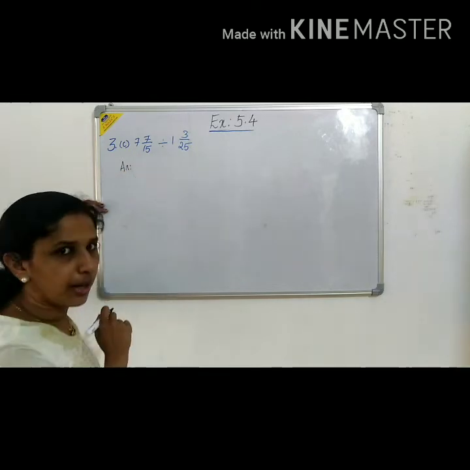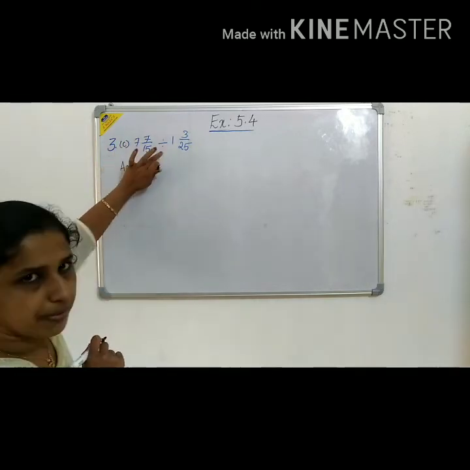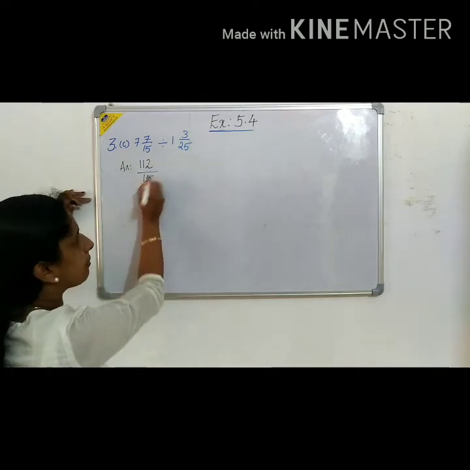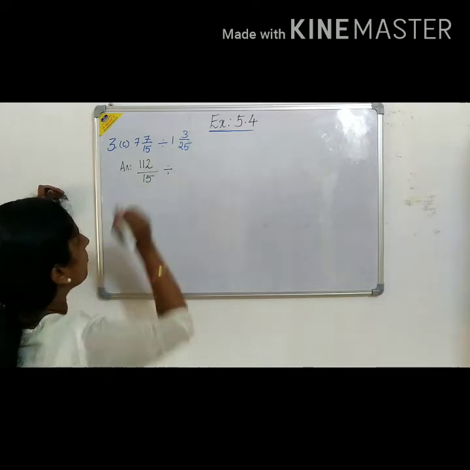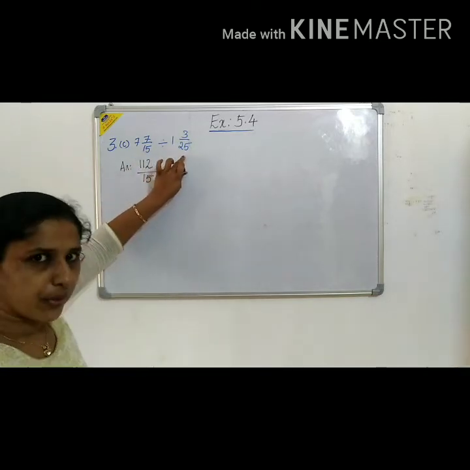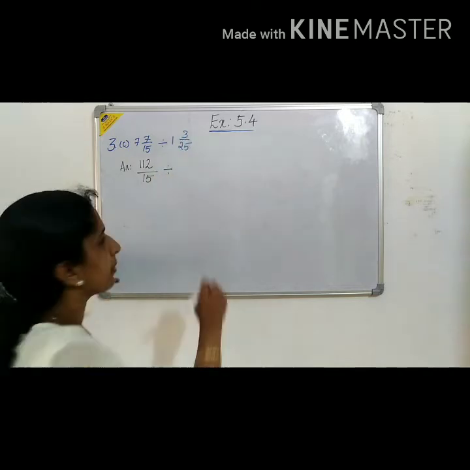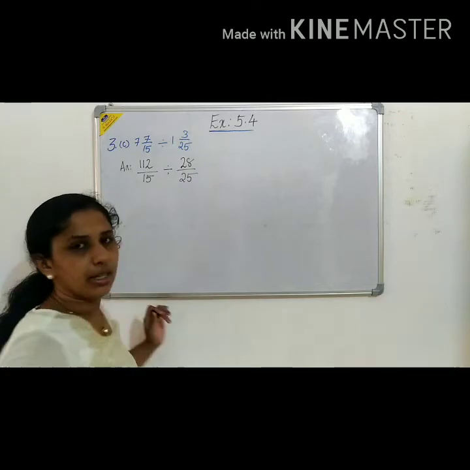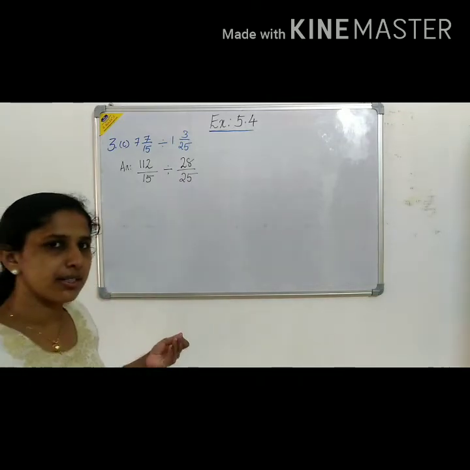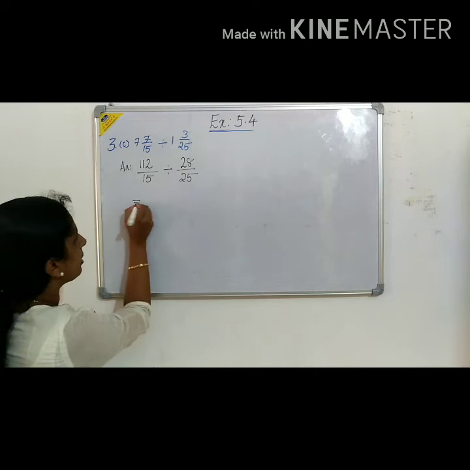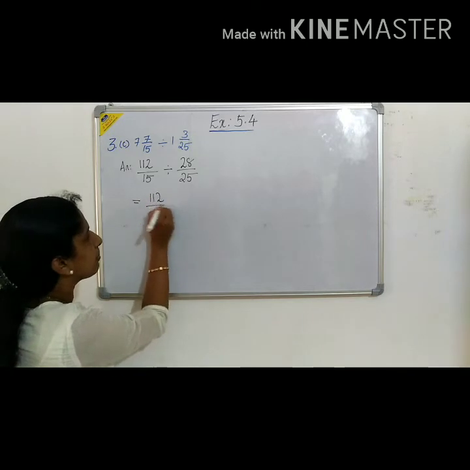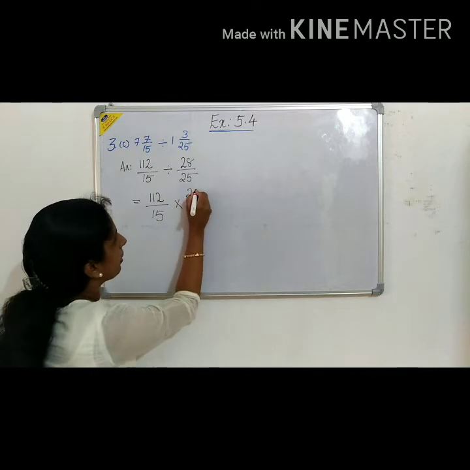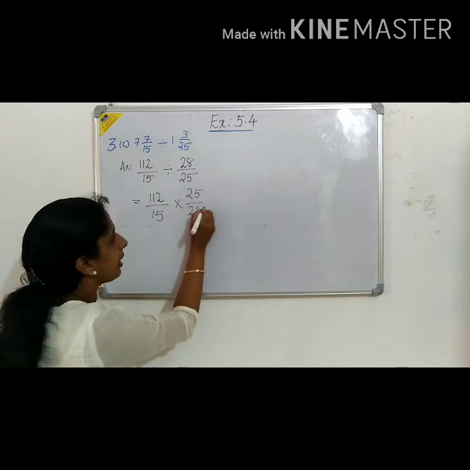So 7 into 15, 105 plus 7, that is 112 by 15, divided by 1 into 25, 25 plus 3, 28 by 25. Now it is simple, we can do reciprocal multiplication. This is equal to 112 by 15 into, we are taking the reciprocal, 25 by 28.